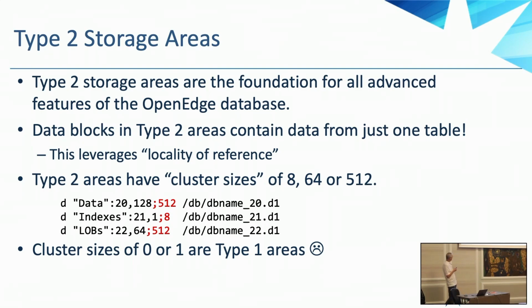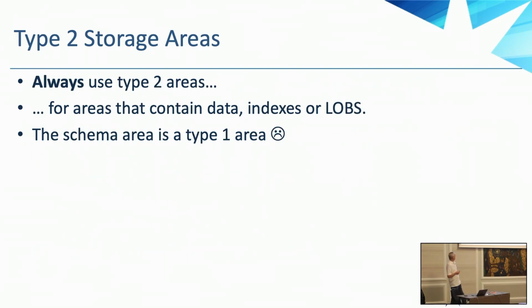If you don't have a cluster size of 512, 64 or 8, then you're in a type 1 storage area. And that's really bad for a lot of reasons. It's bad for performance, it's bad for the functionality of the database. You don't want to be doing that. The schema area, unfortunately, is a type 1 area. So if you are, by default, putting your objects in the schema area, you're getting stuck with a type 1 area, which is another thing we found out in the workshop this morning was not such a great idea.